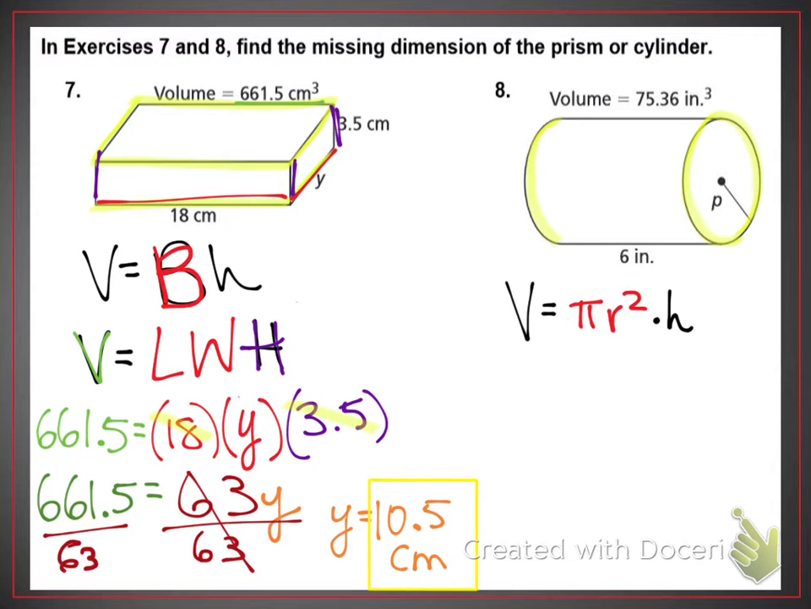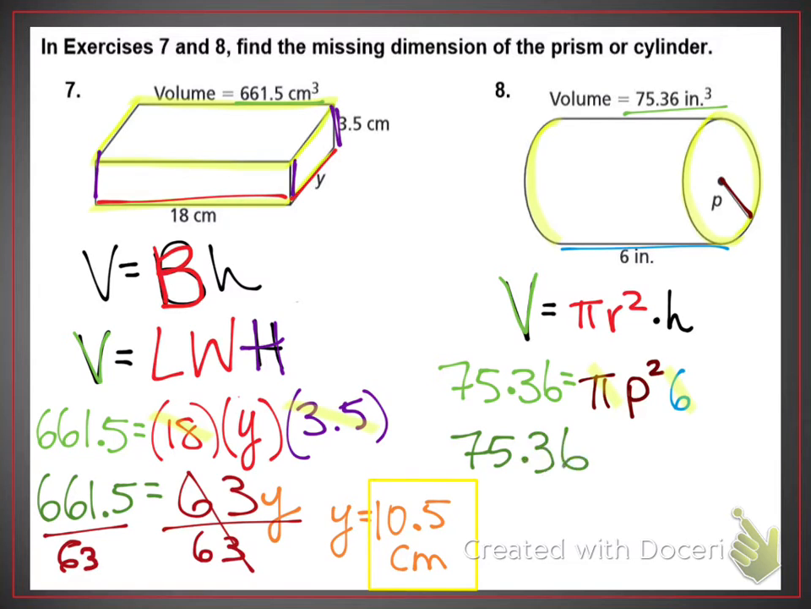Okay, so we fill in the things we know. What is the volume? Correct. 75.36. Equals pi times the radius. What do they call the radius? P, so I don't like it, but there it is. P squared. And then times the height, which is 6. You're going to multiply pi times 6, so 3.14 times 6. And what do we get? 18.84 p squared.